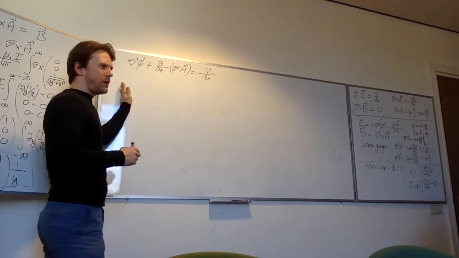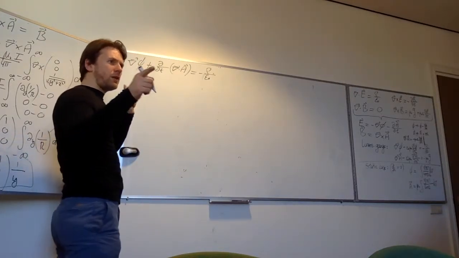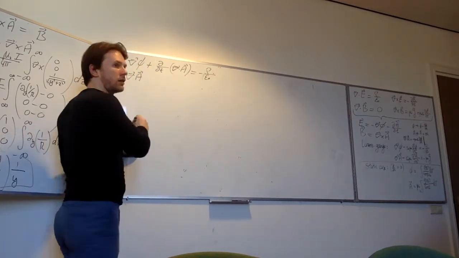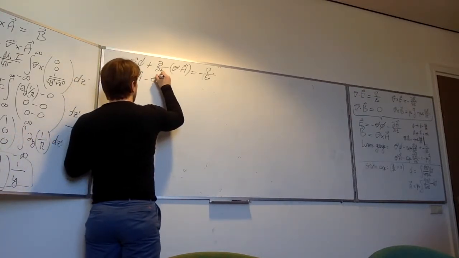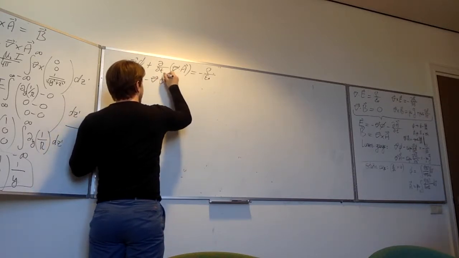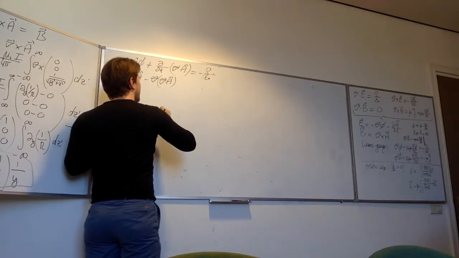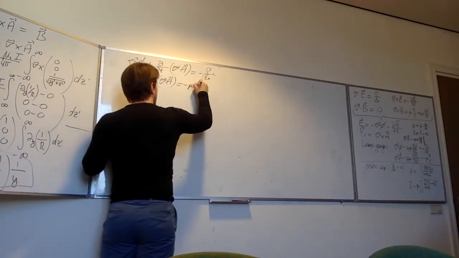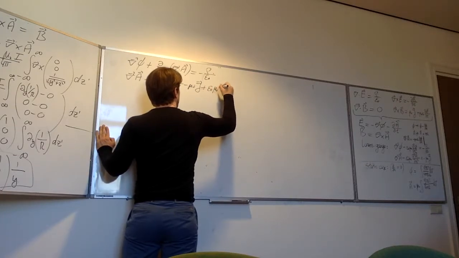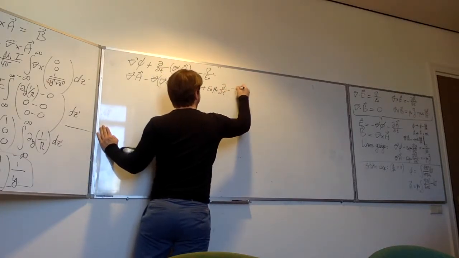And then there was the one for A, which is much more complicated. I think that starts with the Laplacian of A, minus the gradient of the divergence of A. I forgot the word divergence. Is equal to minus mu 0 j plus epsilon 0 mu 0 times the time derivative of the gradient of phi.